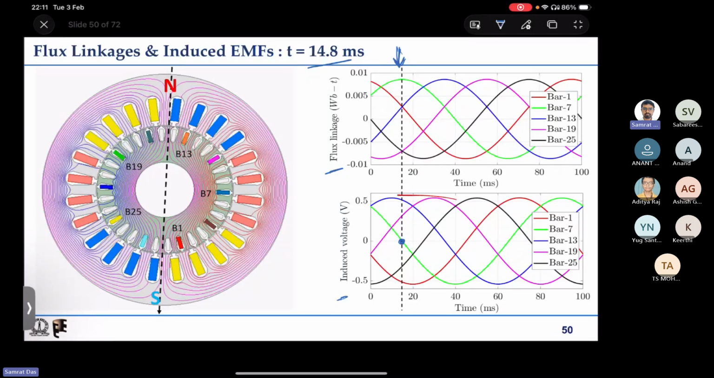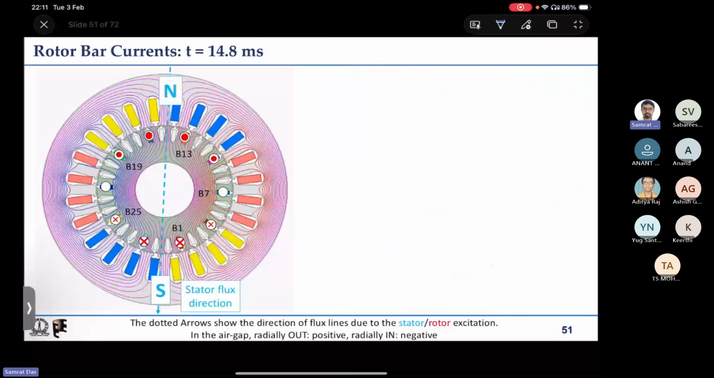So we have here this bar 7 that is having 0 induced EMF. So by the same principle, bar 7 will have 0 current. All these pink one, that is bar 19, and blue one, that is bar 13, they are having positive induced EMF, whereas the bar 1 and bar 25, they are having negative induced EMF. So they can be appropriately assigned some current with the same approximation that R is very much greater than omega L. So B7 is having 0, so 180 degree opposite to that, this one will also have 0, this one will also have 0.